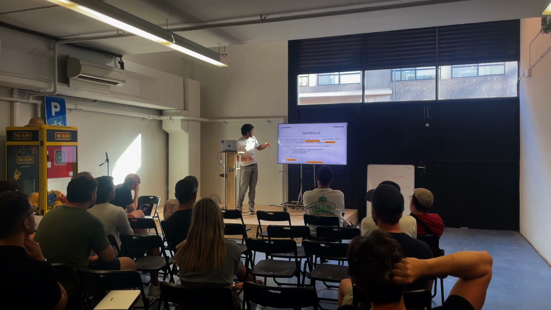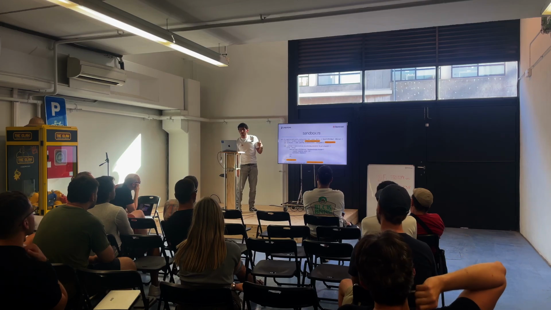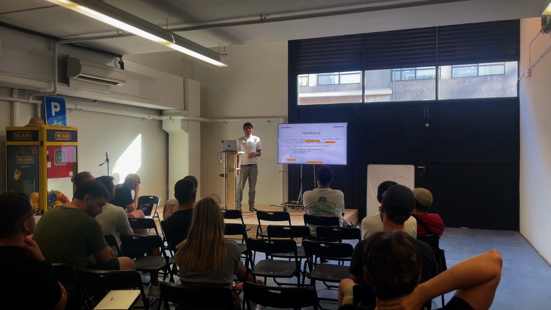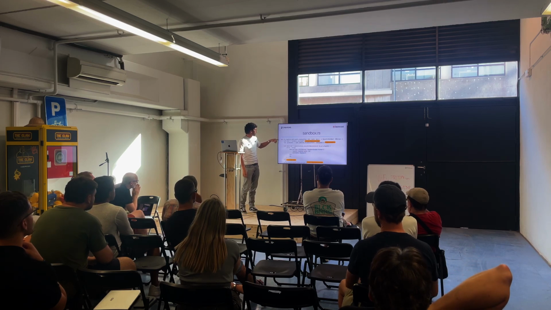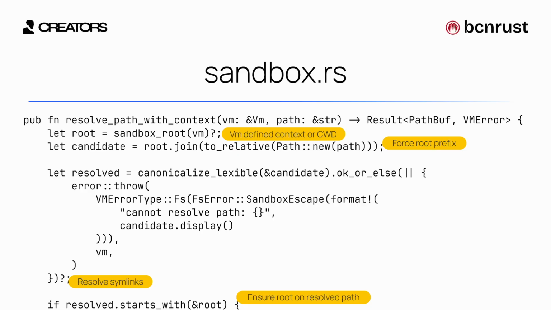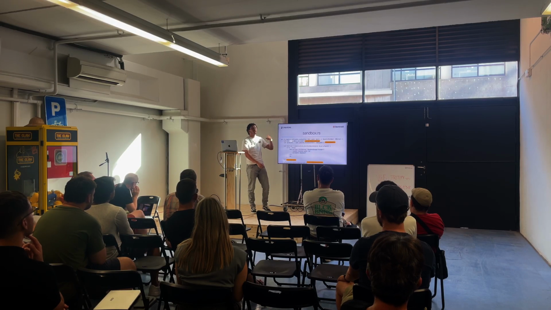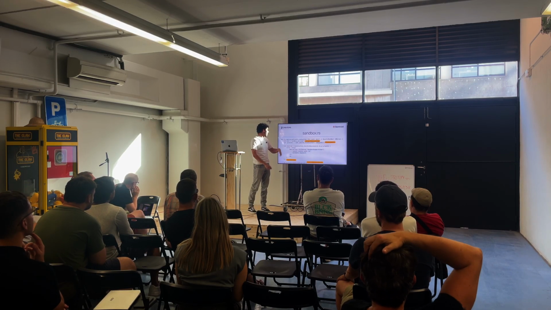For example, in the path example that we just played with on the file system, it has this method, resolve path with context, which first generates a root, then always prefixes your path with this root. If you try to escape, it canonicalizes the path itself to avoid, for example, symlinks going back to the actual path, but the LLM doesn't know that there is a symlink and all this stuff.